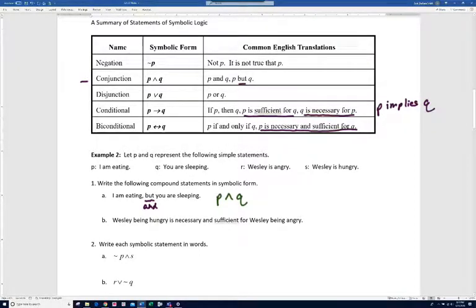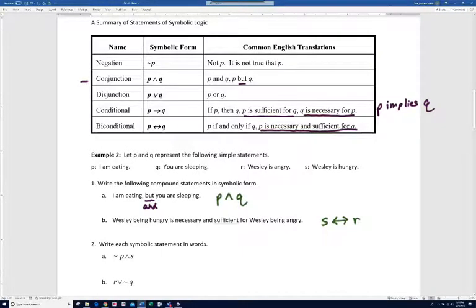So Wesley being hungry is necessary and sufficient for Wesley being angry. So that would be the biconditional. So we would have S if and only if R.